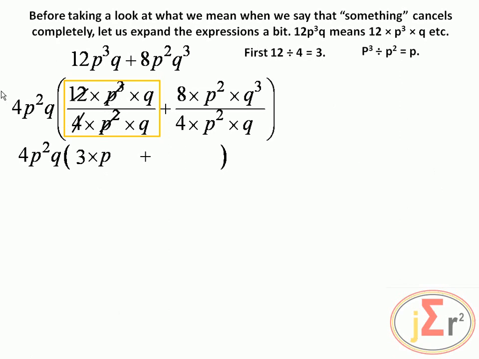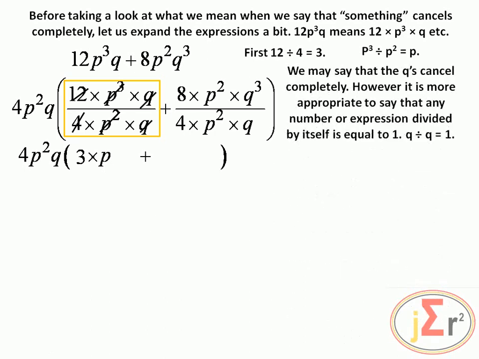P to the power of 1, when we subtract the indices. Any number or expression, symbol, term or letter raised to the power of 1 is equal to that same thing. And what will happen there? Any number divided by itself is equal to 1. So we may say that the q's cancel completely. That's what we are saying, that the q's cancel completely. However, it is more appropriate to say that any number or expression divided by itself is equal to 1. Q divided by q is equal to 1. That is what we mean when we say that something cancels completely.